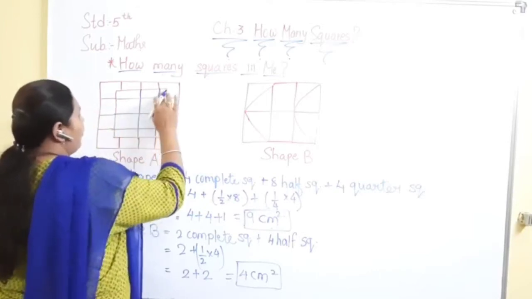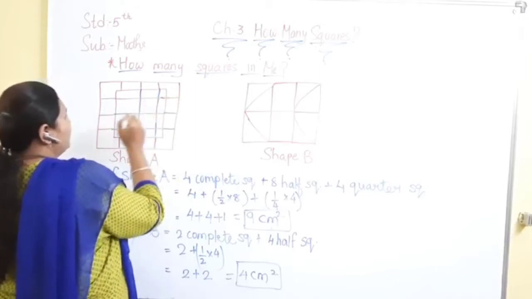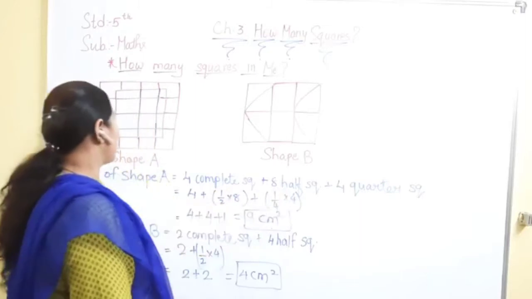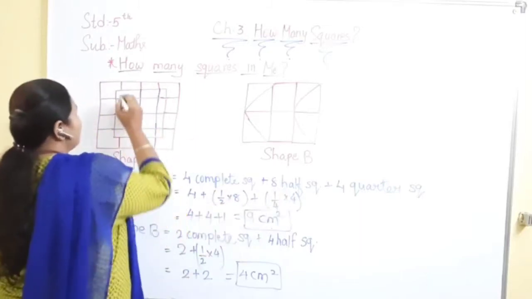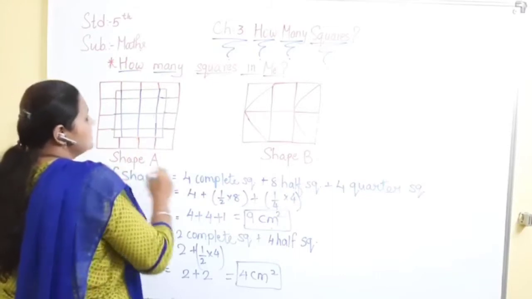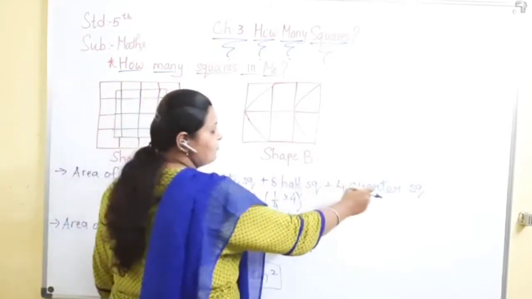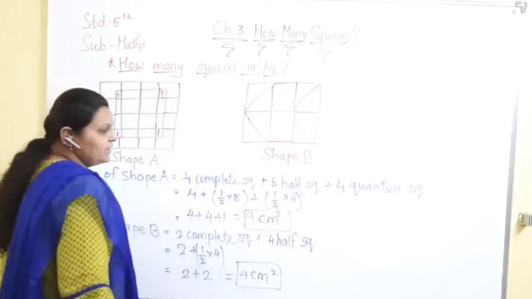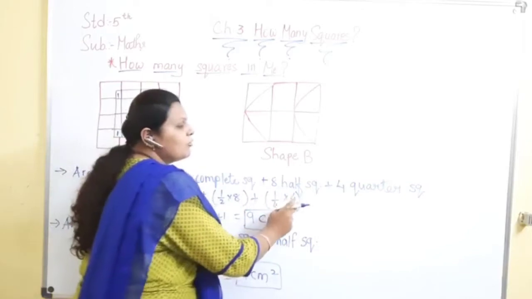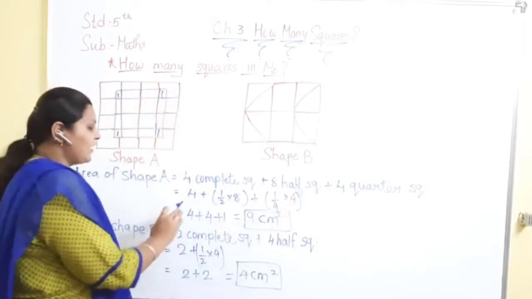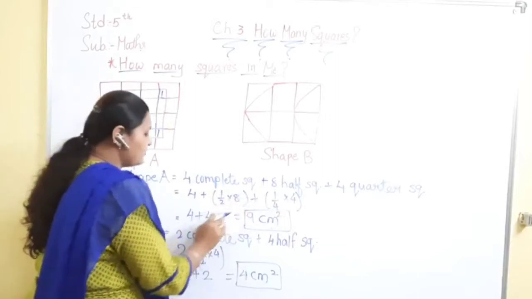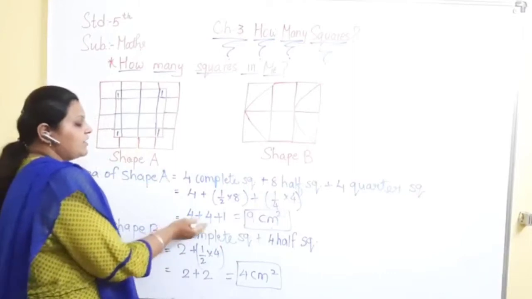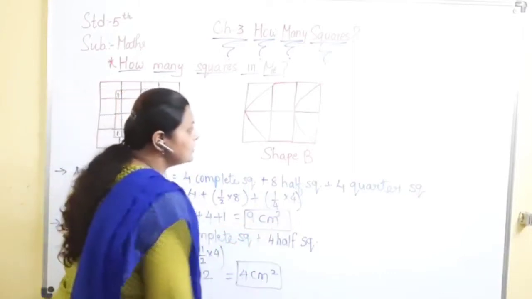So it is having 4 complete squares in that, 1, 2, 3 and 4. So 4 complete squares plus 8 half squares. Now in that, half squares are 8. Okay, so that 8 squares we will take and 4 quarter squares, that is this 1/4, 1/4, 1/4 and 1/4 we will take. That is 1/4 of 4. So let's simplify. 4 plus half of 8 means 4. 1/4 of 4 is 1. So if we add, we will get 9 centimeter square.